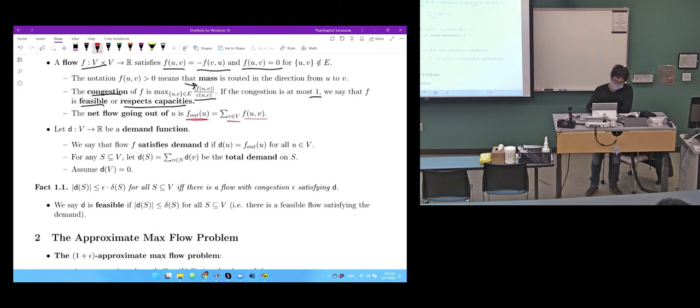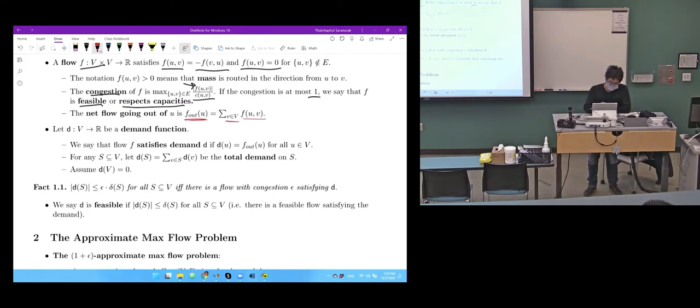And the demand, D. I used to write demand differently, but in this class I just write it D. So demand is just the amount of flow that should be sent out of the node. Given the demand D, I say that this flow satisfies the demand if the flow out of U is exactly the demand. And we can talk about the total demand: D of S is just the sum of the demand inside the set.